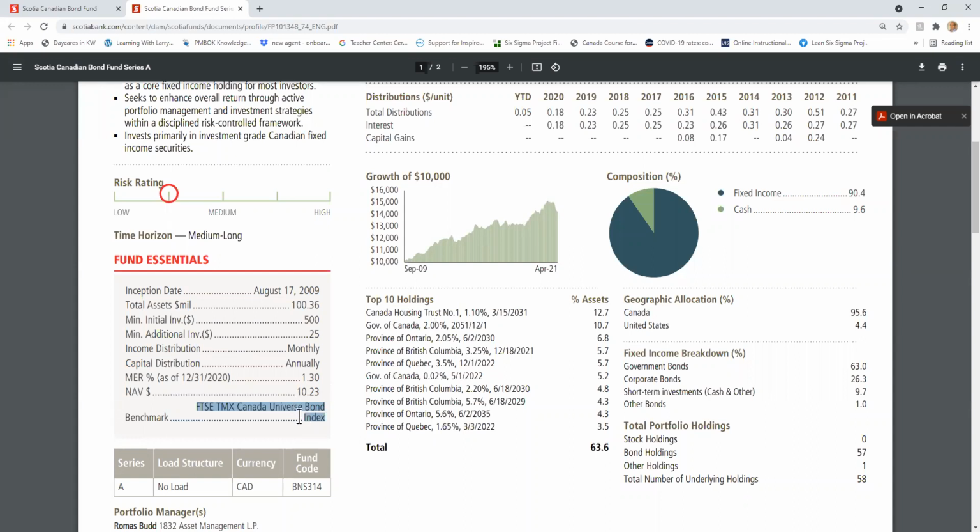And if this goes up and down, for example if this went up, ours is expected to go up. If this goes down, ours is expected to go down. So this is our reference index. Does that make sense?